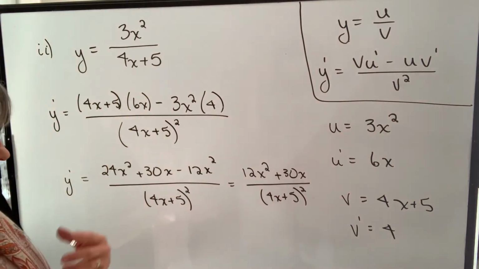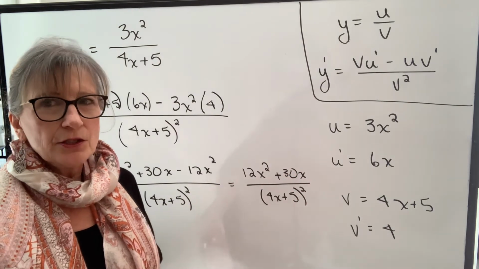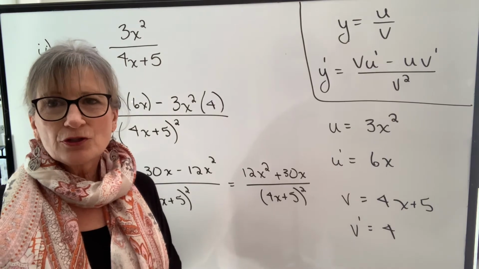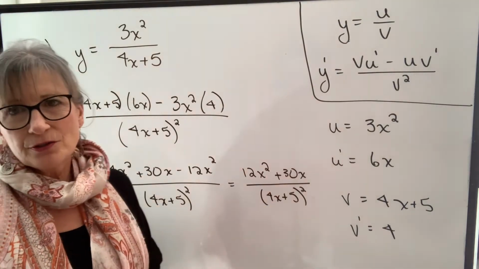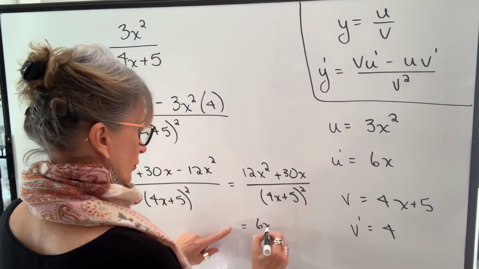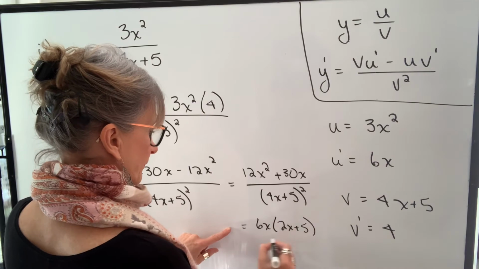Now you might be asking yourself, should I factor my numerator? You can if you want, but the only time you should do it is if it allows you to cancel with a common factor in the denominator. If we were to factor, we could factor a 6x out of both terms, and I'll be left with 2x plus 5.